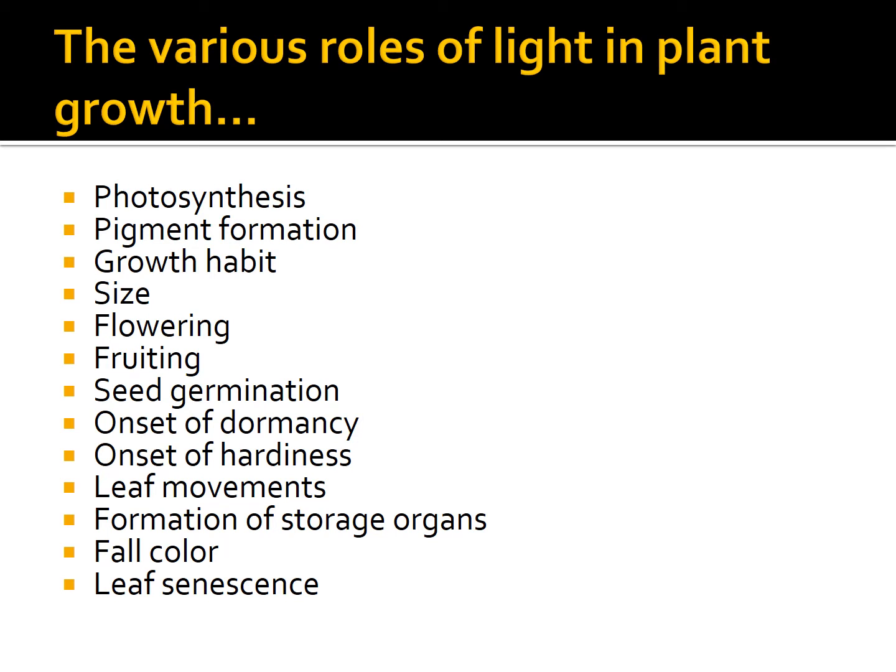The growth habit of the plant: is the plant going to be tall and leggy, or is it going to be short and branched? The overall size, flowering, fruiting, seed germination, the onset of dormancy, the onset of cold hardiness. These are important ways that plants have to get ready for the winter dormant season. Leaf movements, the formation of storage organs like bulbs and corms, fall color in the leaves, and leaf senescence. Senescence refers to the dropping of the leaves in the fall from plants.